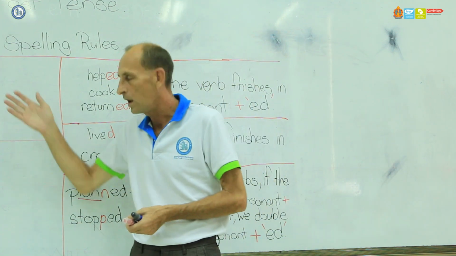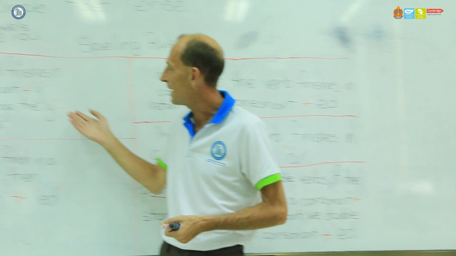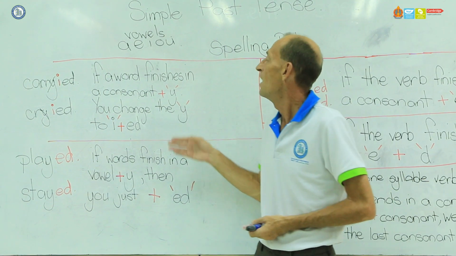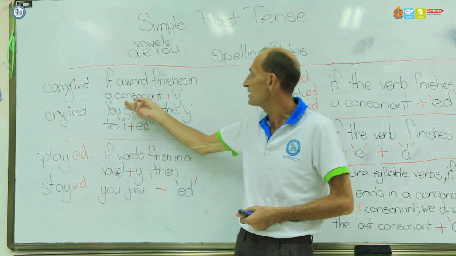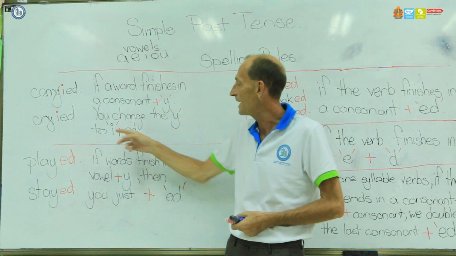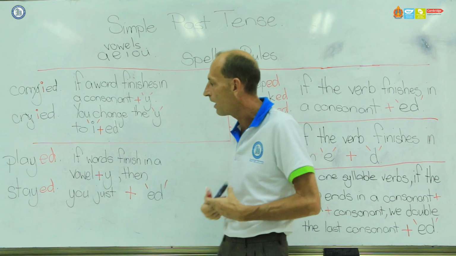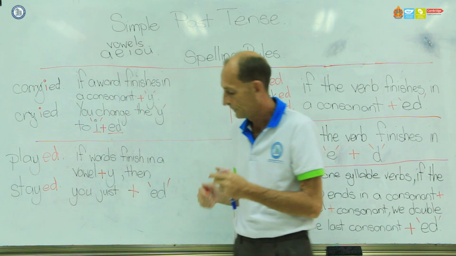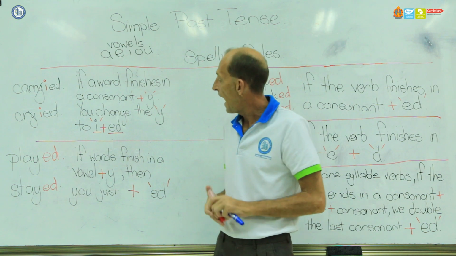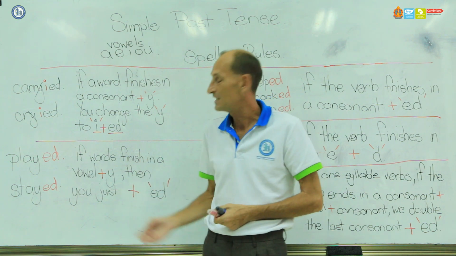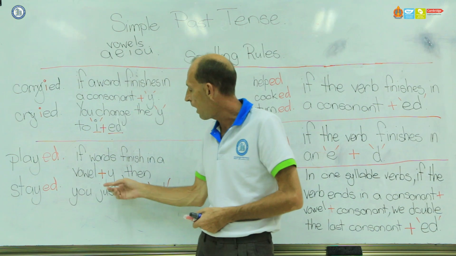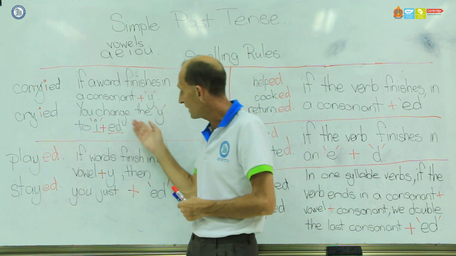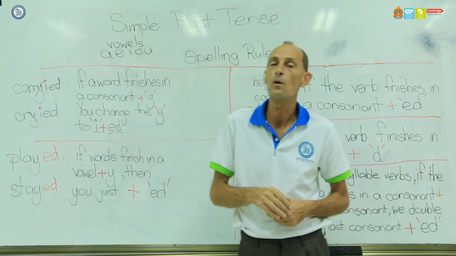And then our letter Y one. We'll go back over this one because we always seem to have trouble with it. If it finishes in a consonant and Y, we change our Y to a letter I before we add ED. And our last one, if it finishes in a vowel and a Y, then we just add ED. So that's our confusing part there for our letter Y.